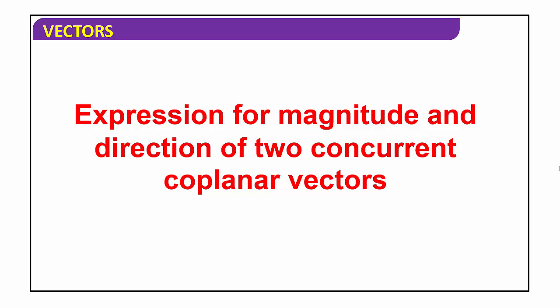When two vectors of the same type act simultaneously at the same point, represented in magnitude and direction by the two adjacent sides of a parallelogram, then the resultant is represented both in magnitude and direction by the diagonal of the parallelogram. So that law we can use to derive this expression, and this derivation carries 5 marks in your board examination. Let us derive magnitude and direction of two concurrent coplanar vectors.